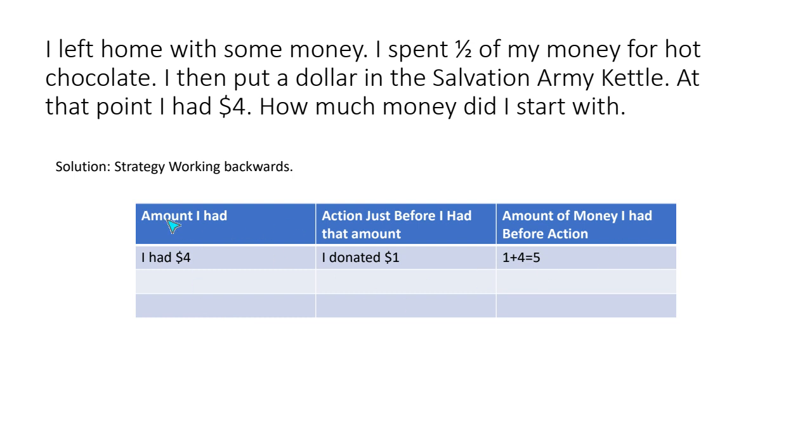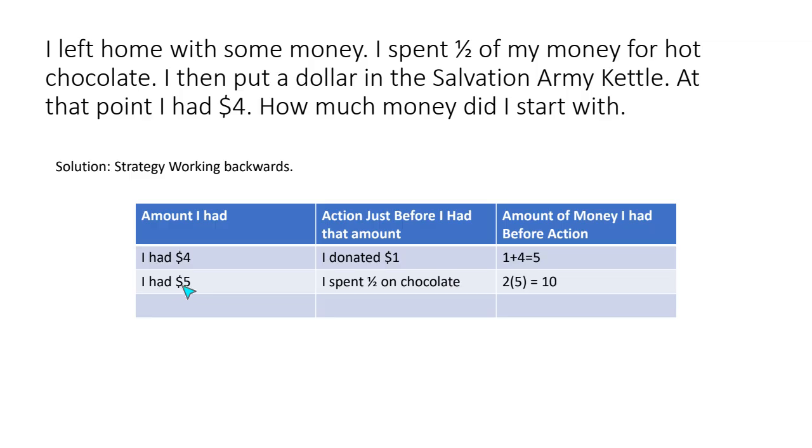So I made a little table here: the amount that I had, the action just before I had that amount, and the amount of money I had before the action. So here, since I ended up with $4, I had $4. So we work backwards. What did I do before I had $4? I put $1 in the Salvation Army kettle. So I'm going to say I donated $1. So then if I'm working backwards, I'm going to have 1 plus 4, which is equal to 5. Okay. So now I have $5.